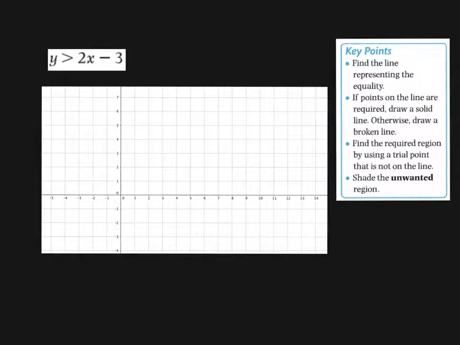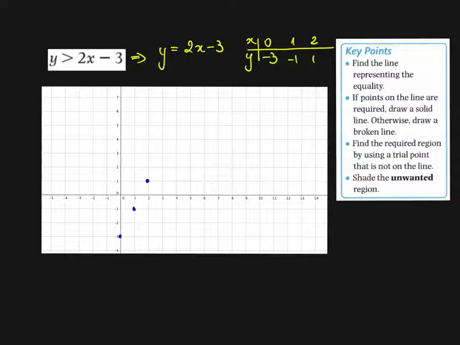This will be the last example, so you can pause the movie and try to do it by yourself. Let us change this one into an equation, y equals 2x minus 3. I need some points. X equals 0, y equals negative 3, x equals 1, y equals negative 1, x equals 2, y equals 1, and so on. Drawing the line, x equals 0, y equals negative 3 is first point. Second point, 1, negative 1. Third point, 2, 1, and so on.